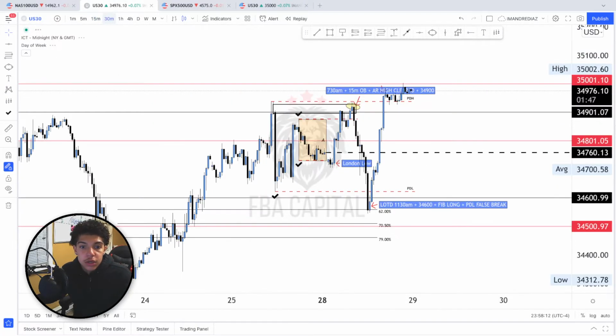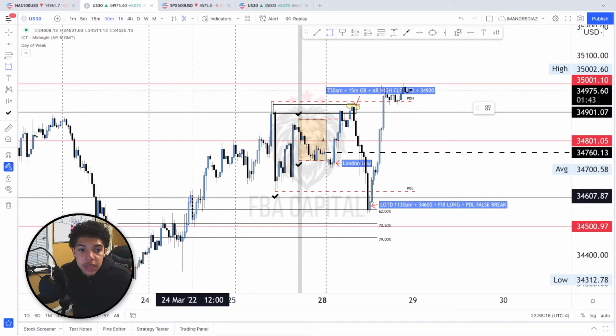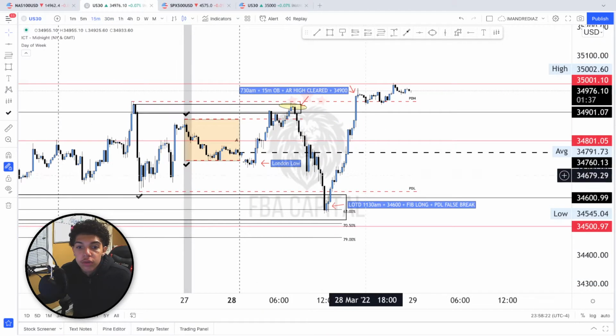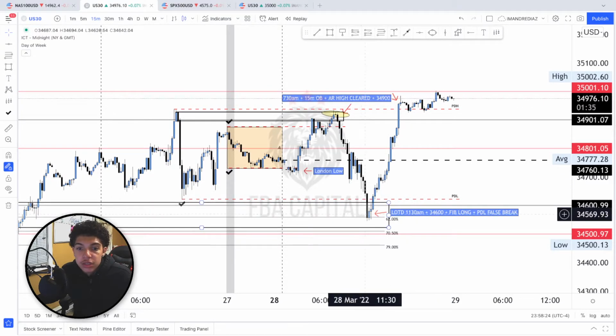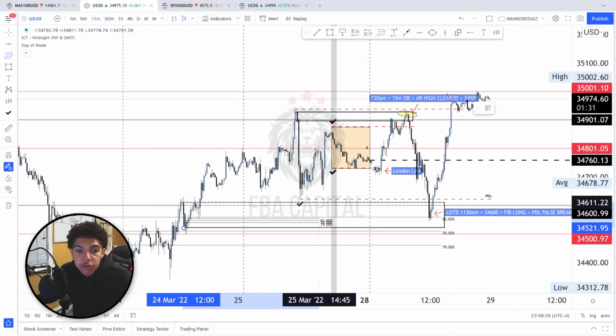So we're going to go to 30-minute, and we have the one right here. This last down candle, this 30-minute bullish order block. So those are all of our confirmations that we had for why price had this specific reaction in this area.